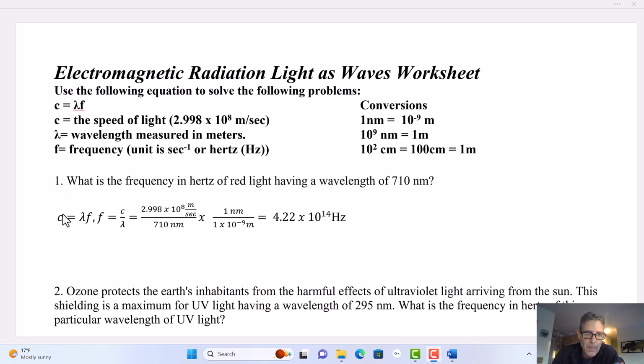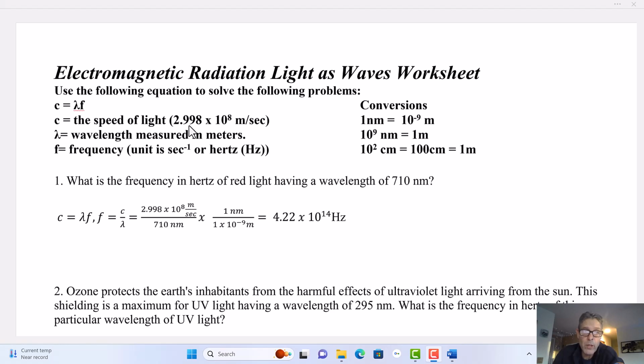So if we want to know what the frequency in hertz is of red light having a wavelength of 710 nanometers, we're going to use our basic formula here that the speed of light equals the wavelength times the frequency. And so I'm going to just rewrite that equation there to isolate frequency because it says what frequency we want. And if I take the speed of light and divide that by the wavelength, that will give me the frequency.